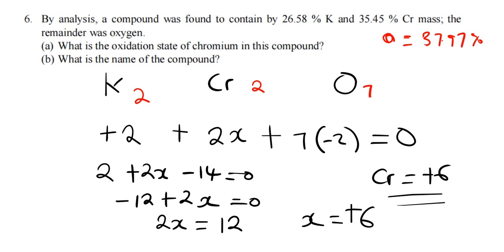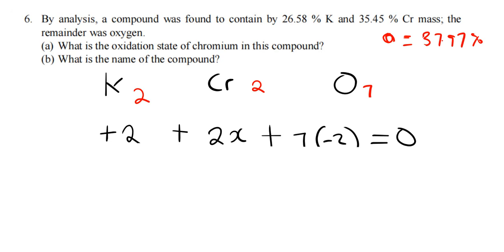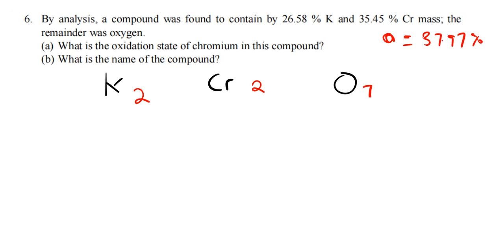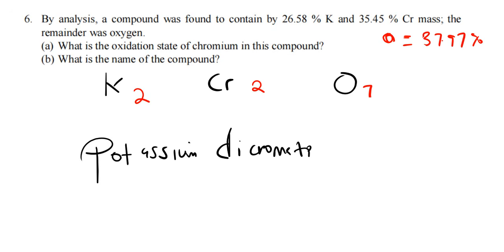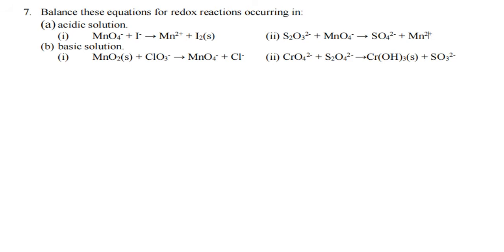So this compound is called potassium dichromate. Let me just write it here. Something that is very common. Mostly they're not going to ask you something that is very off, but something that is mostly very common. So you can just know some of the compounds, not all of them, but just some of those compounds that we usually use in laboratories, experiments like that.